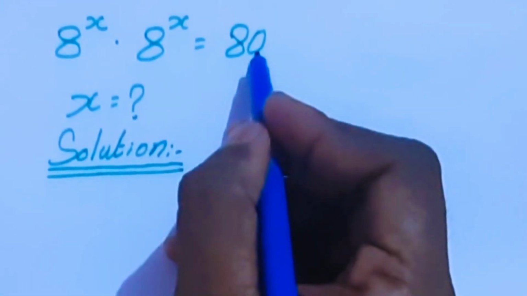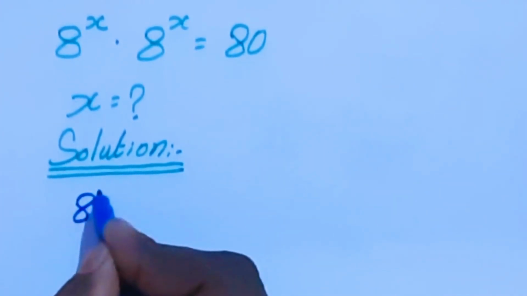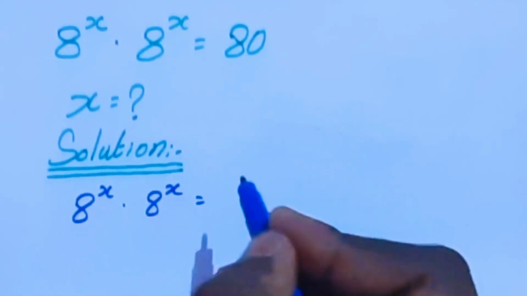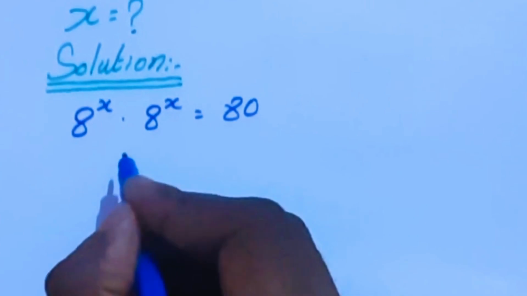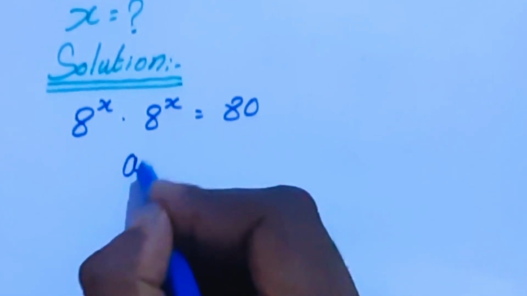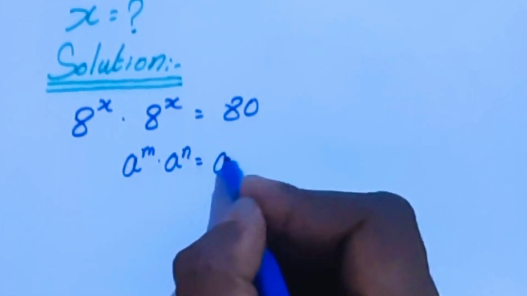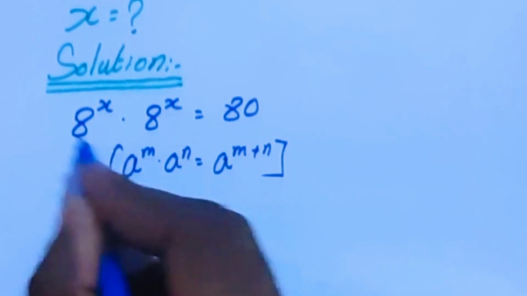Today we are going to solve this problem to find the x value. Solution: 8^x times 8^x equals 80. Now we are going to implement this exponent identity here: a^m times a^n equals a^(m+n). So we are going to implement this here.